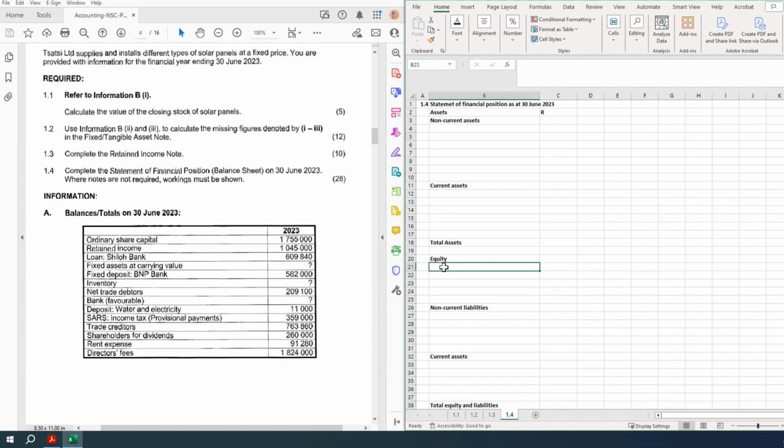So we've got ordinary share capital, right? It's 1,755,000. Okay, so that's already there. Okay, and then I'm just going to double check this number. So remember, we actually did work out what the share capital should be. And that would have been part of question 1.3.